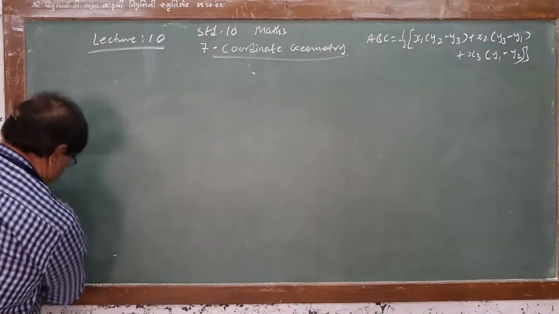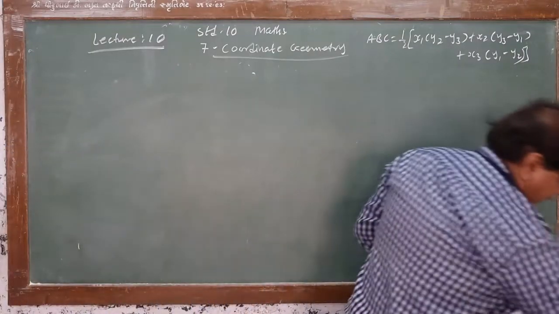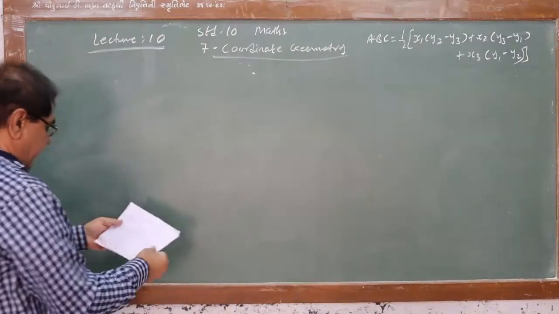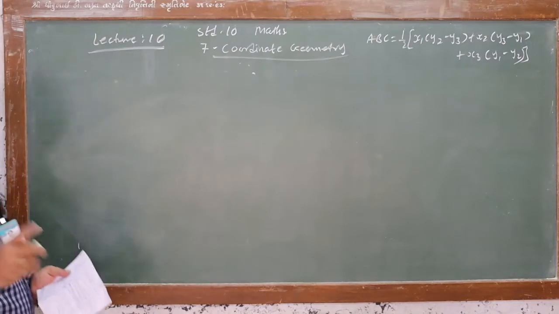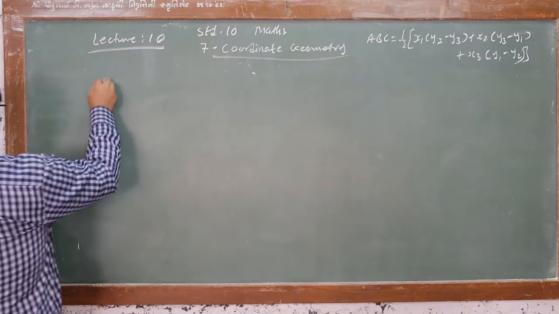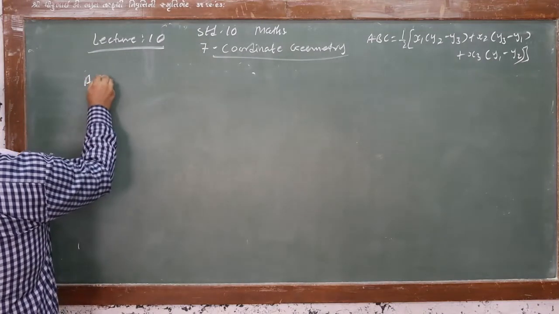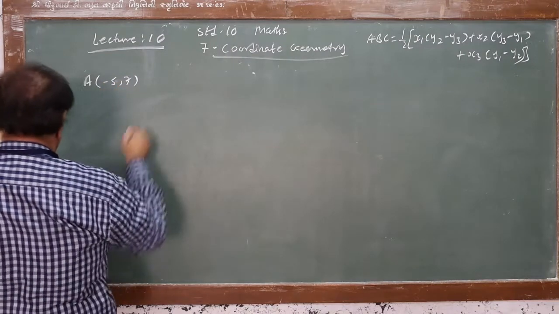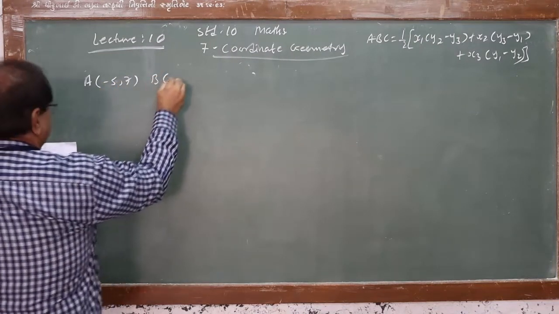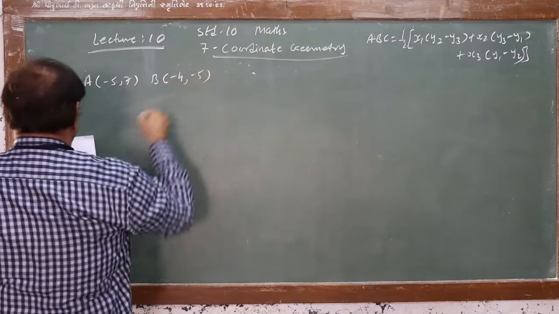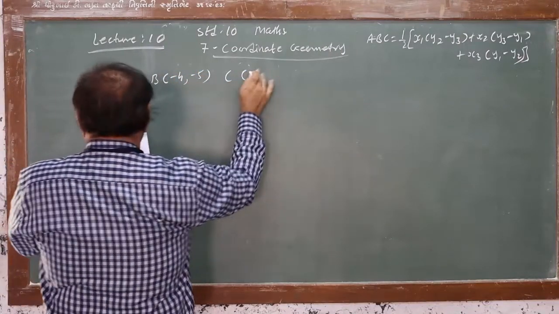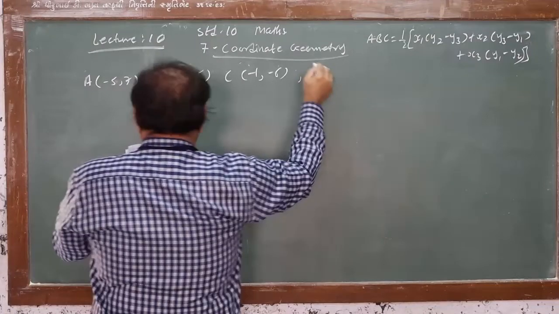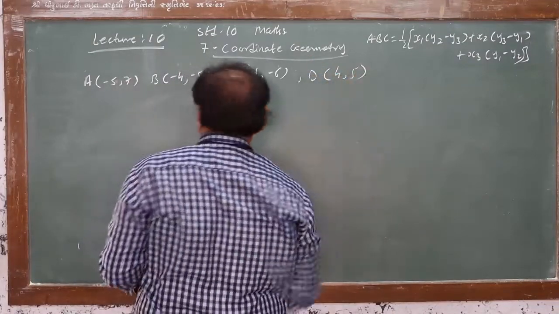Now sometimes, instead of a triangle, you are given a quadrilateral. Then how do we find the area of a quadrilateral? We don't have a formula, but we take an example so you can get the idea of how to find the area of a quadrilateral. So you are given quadrilateral ABCD and the points in order are A(-5, 7), B(-4, -5), C(-1, -6), and D(4, 5).